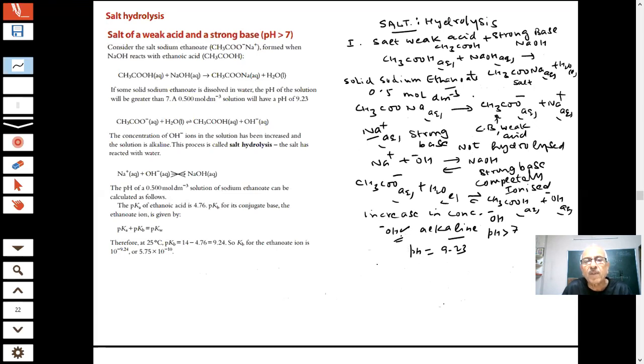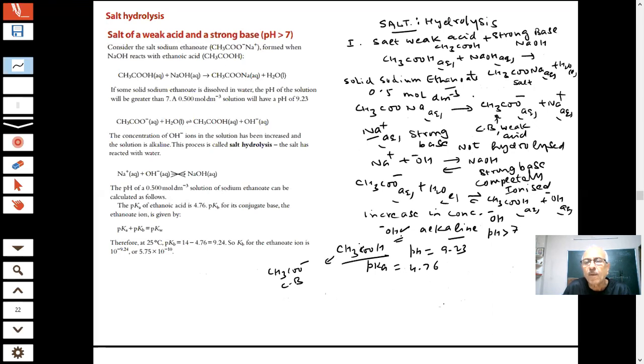So, for example, the pKa of ethanoic acid, CH3COOH, is known to me. The pKa of this is 4.76. And we already know the conjugate base of this is CH3COO minus. CH3COO minus is the conjugate base of this weak acid, right?